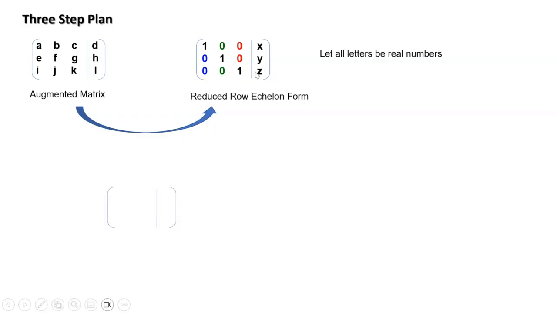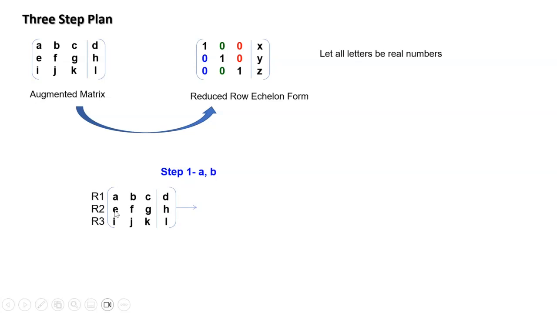Okay, now here's the 3-step plan. That's why I only use 3 matrices, and that's it. But every step has 2 parts. This is considered row 1, row 2, and row 3. I even color-coded it, so you see, step 1 is in blue, step 2 will be in green, and step 3 will be in red.